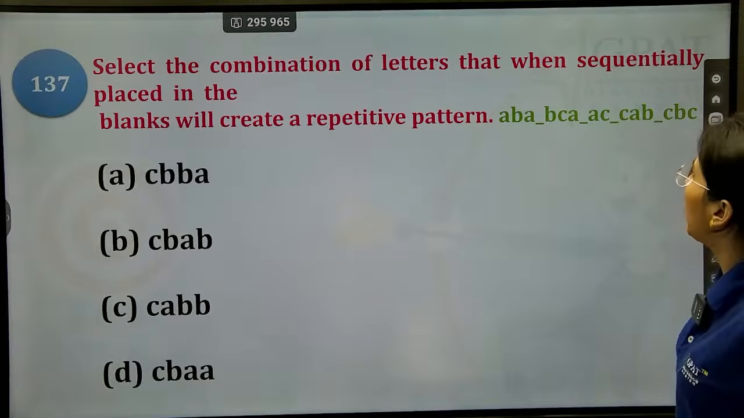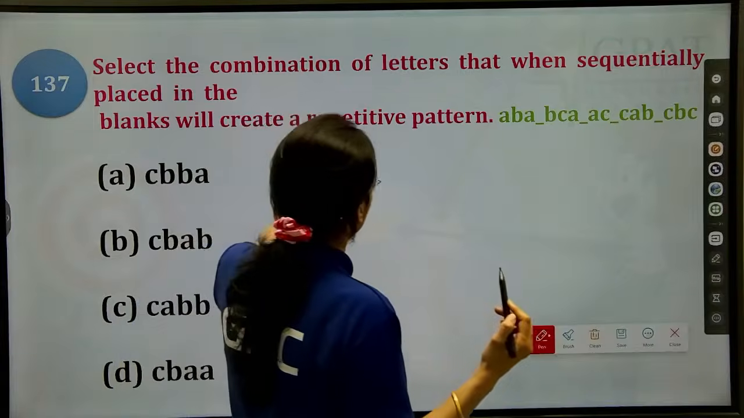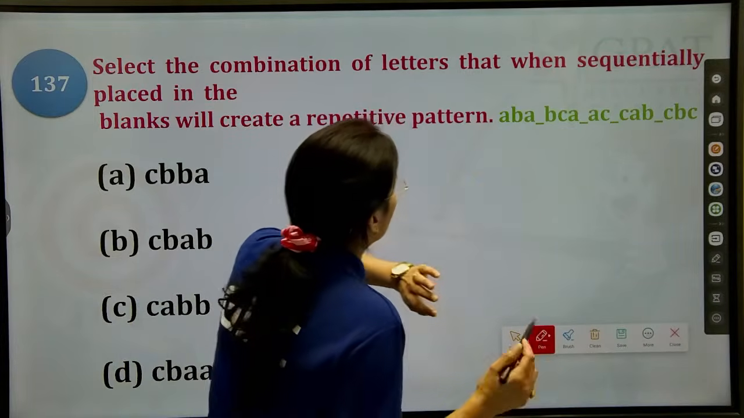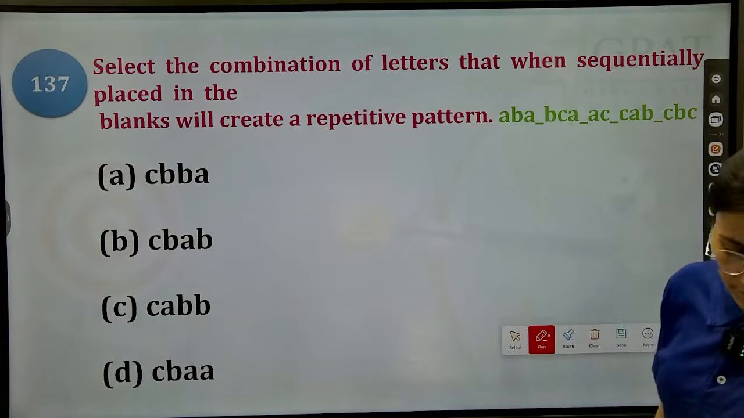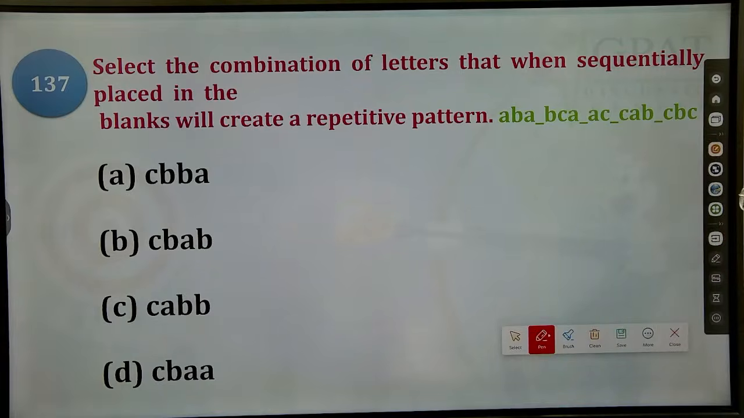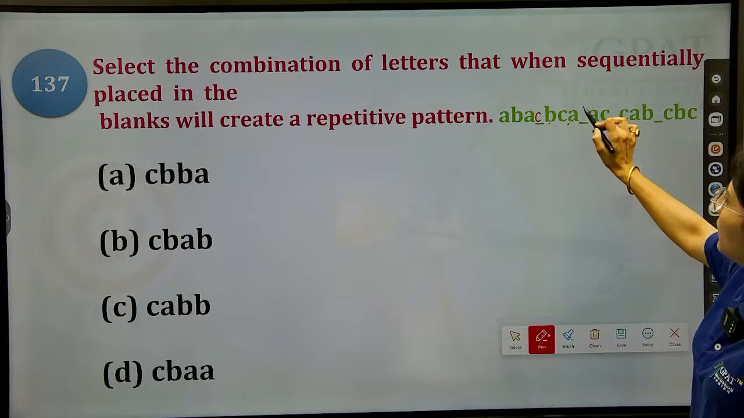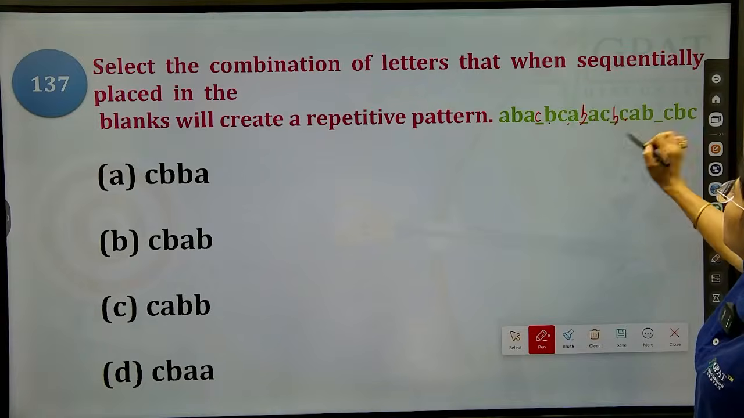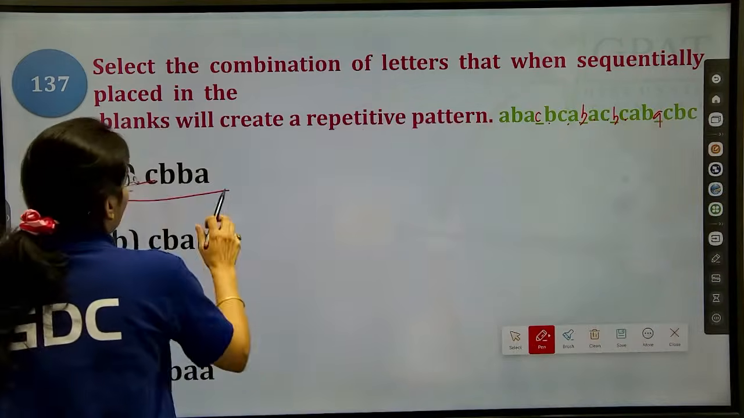Now move to the next. Select the combination of letters that, when sequentially placed in the blank, will create a repetitive pattern. A, B, A, B, C, A, A, C, C, A, B. So the correct pattern is A, B, A, C, B, C, A, B, A, C, B, C, A, B, then A. That is C, B, B, A. Option A is correct.